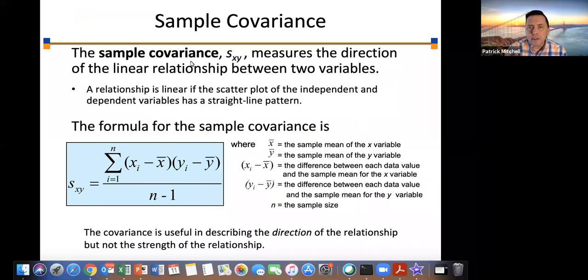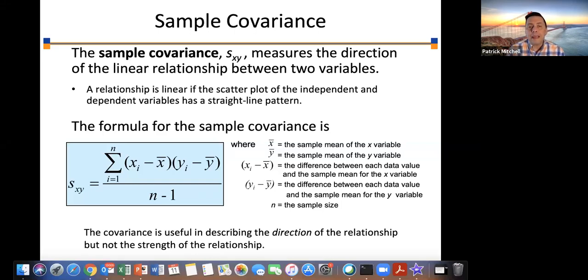The sample covariance, which is denoted S sub xy, measures the direction of the linear relationship between two variables. A relationship is linear if the scatter plot of the independent and dependent variables has a straight line pattern. So here's the formula for the sample covariance. And I'll show you, of course, how to use it here in just a couple minutes.